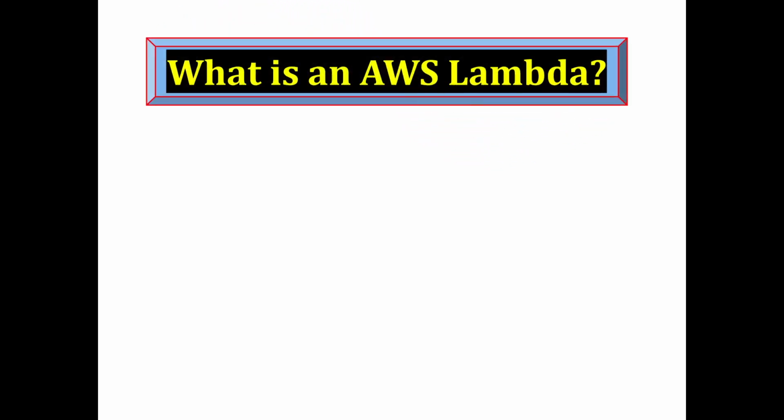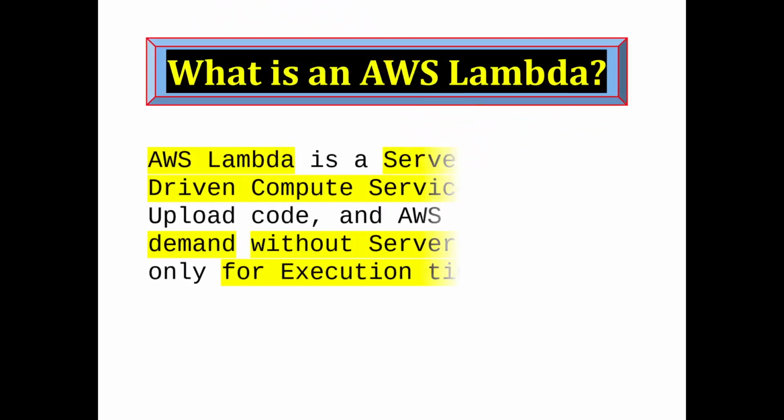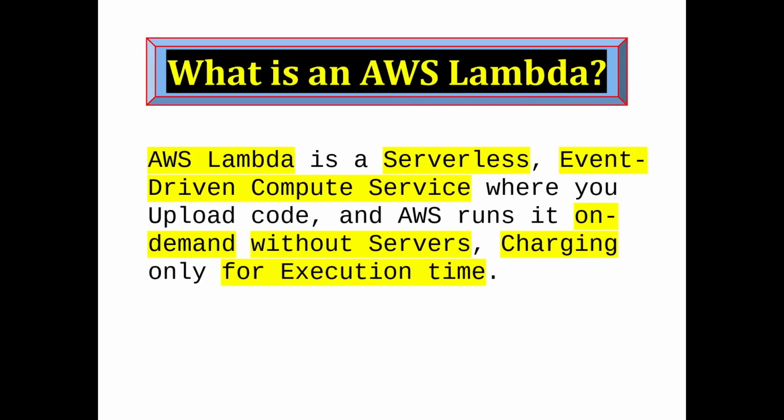So what is an AWS Lambda? AWS Lambda is a serverless event-driven compute service where you upload code and AWS runs it on demand without servers, charging you only for the execution. In short, AWS Lambda is a serverless compute service that lets you run code without managing servers. You just write your function, set a trigger, which we call an event, and AWS takes care of running it, scaling it, and charging you only for the time it runs.